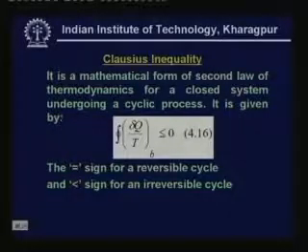Now what is δQ? δQ is the heat transfer at the boundary. The subscript B stands for the boundary, that means heat interaction is taking place near the boundary, and T is the temperature at which heat transfer is taking place. So the Clausius inequality says that if you integrate this quantity δQ/T over the boundary for the entire cycle, its value will always be less than or equal to 0.